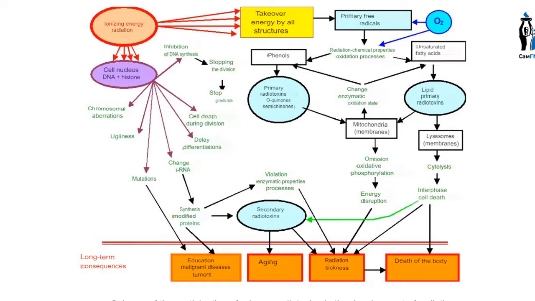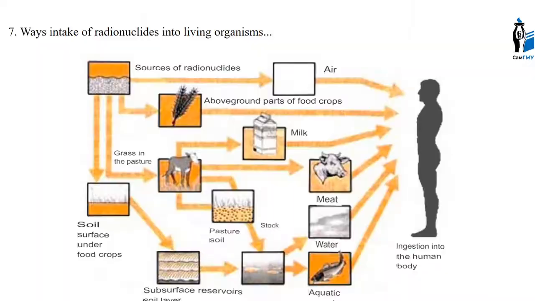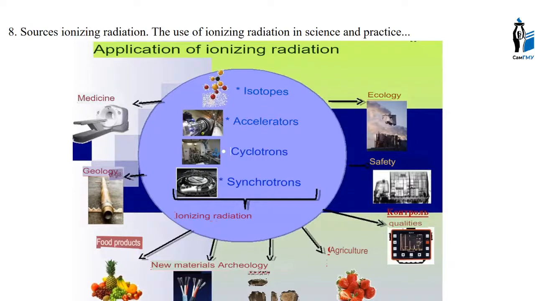This slide shows a scheme of the participation of primary radiotoxins in the development of radiation injury to the body. Now, this slide shows ways of intake of radionuclides into living organisms. And this slide shows sources of ionizing radiation and the use of ionizing radiation in science and practice.